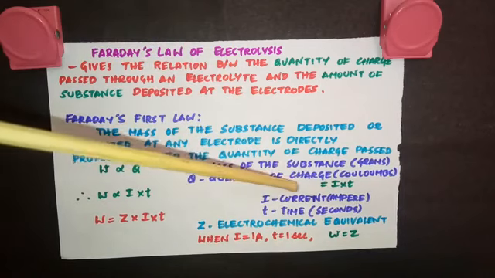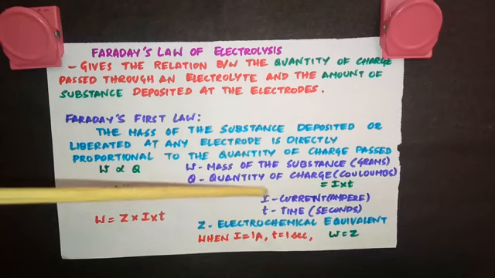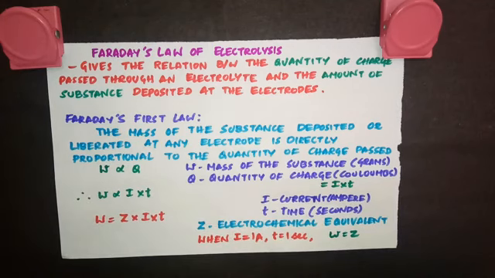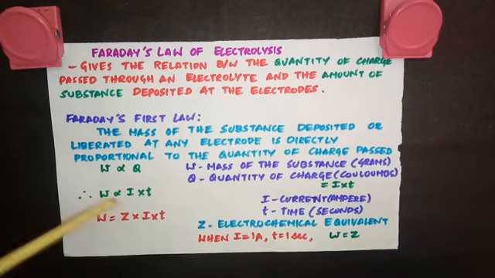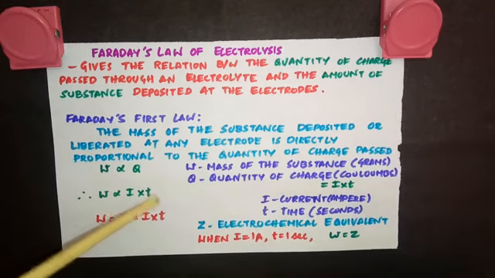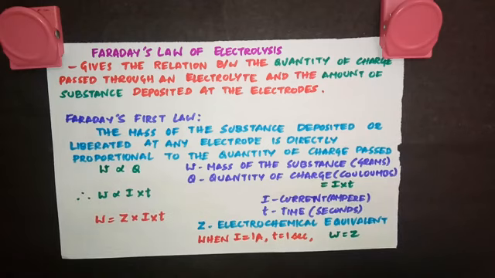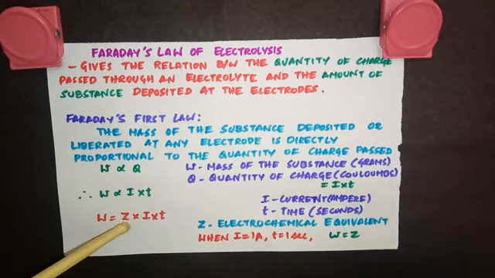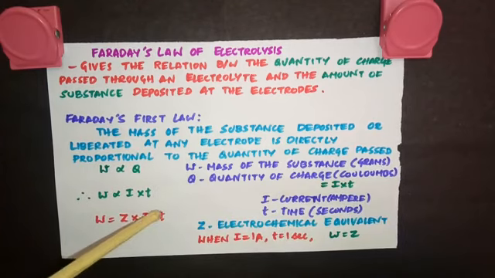And that Q can be written as I into T, where I is the current in amperes and T is time in seconds. So for how much time you are passing how much current, that product will give you the quantity of charge. So instead of Q you can write W is proportional to I into T. To take this proportionality, we are equating it and adding a proportionality constant, where W is equal to Z into I into T, where this Z is called as electrochemical equivalent.